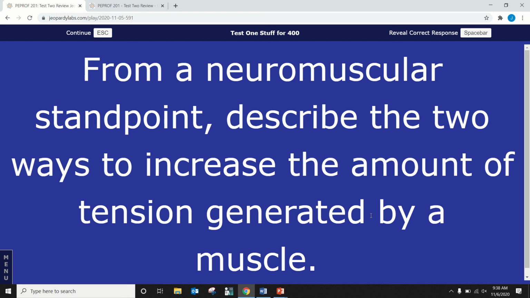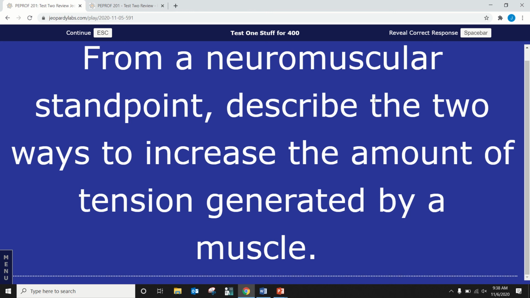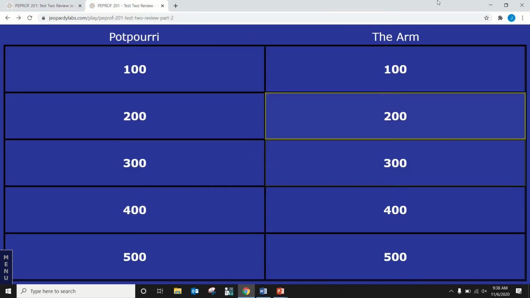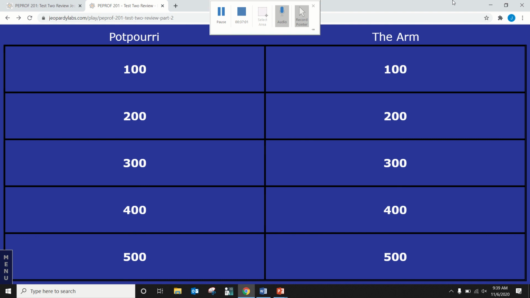Rate coding is the number of times per second that the alpha motor neuron depolarizes. So it's in terms of grading the intensity of the stimulus. So we want more action, the alpha motor neuron sends more action potentials per second, so greater frequency. All right, we got about 10 minutes left, so then we can knock out these 2 columns. So we got potpourri in the arm.